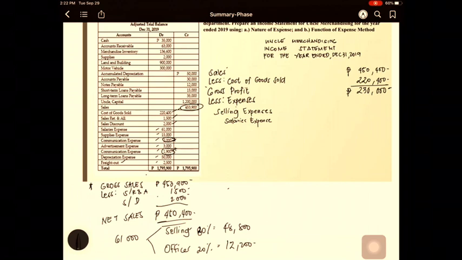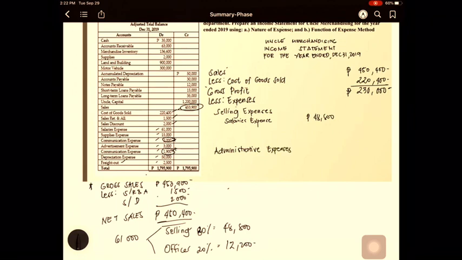Okay, amounting to how much? The salaries expense amounted to 48,800. Okay, this is the 80% of that 61,000 pesos. On the other hand, for your administrative expense, we also have here the salaries expenses paid to office personnel, which is 12,200. So that's 12,200 there. Next, so we're done already with the salaries expense here.